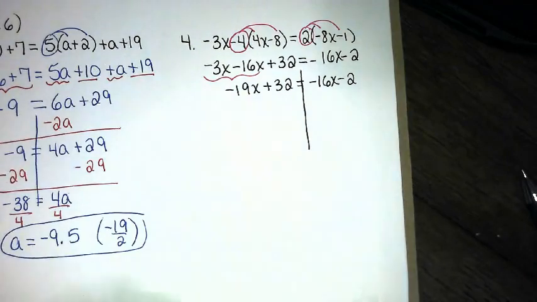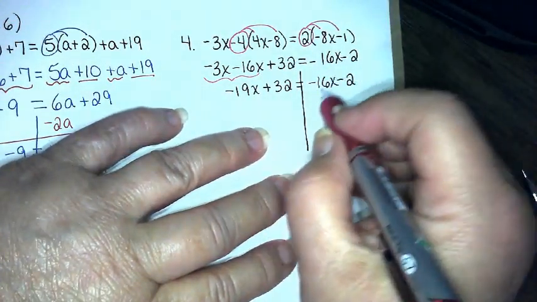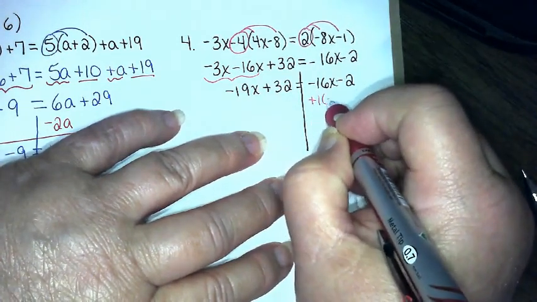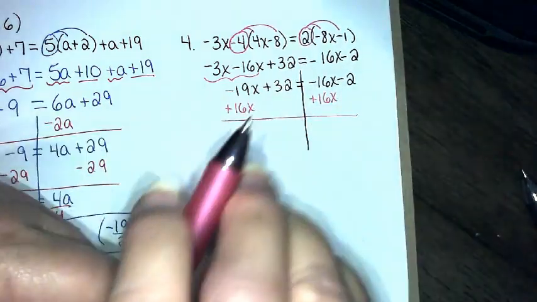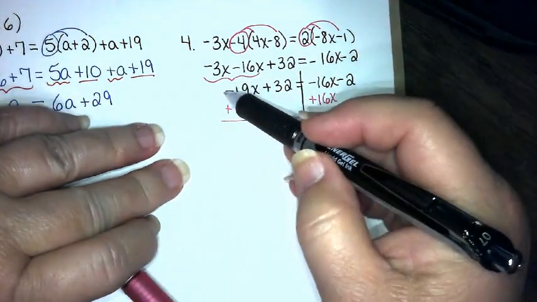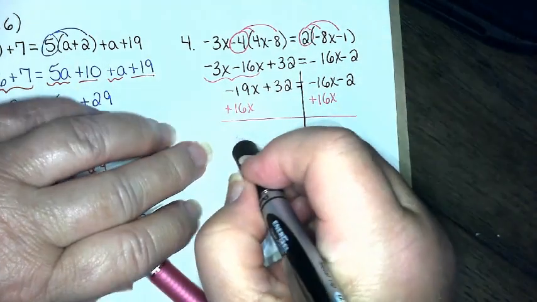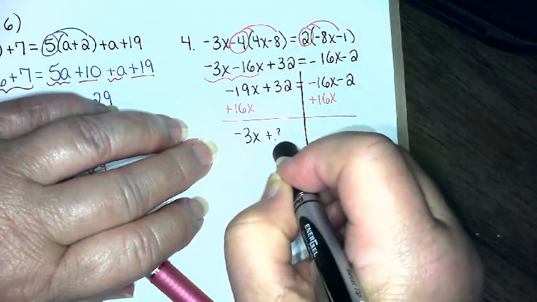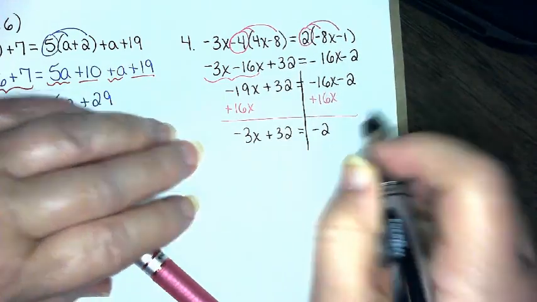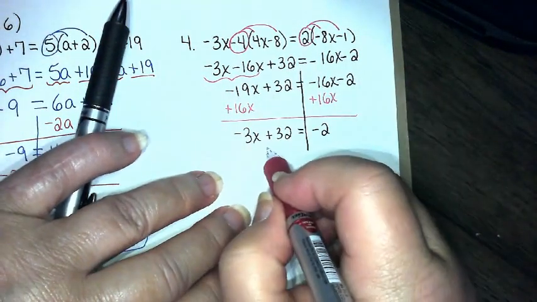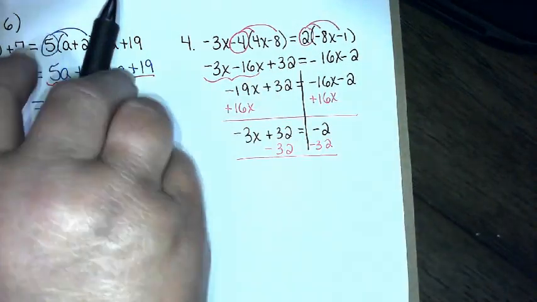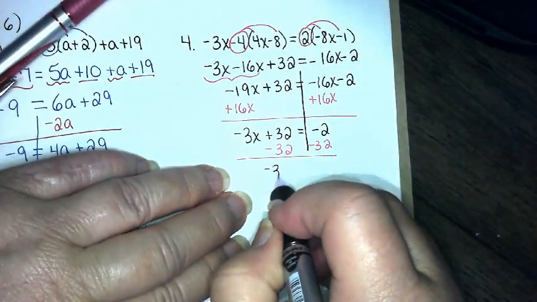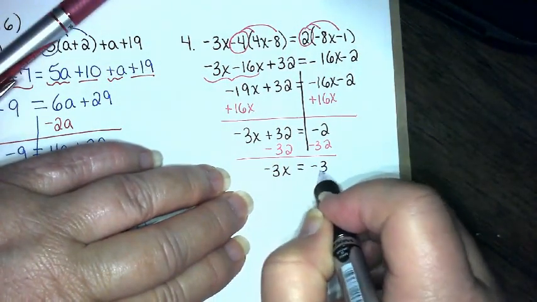So I'm going to get my variables on the same side and my numbers on the opposite side. Let's say I wanted to get rid of the negative 16x. So I'm going to do plus 16x on both sides. That's going to give me, let's see, negative 19 plus 16, negative 3x plus 32 equals negative 2. Now I'm going to subtract 32 from both sides, and that gives me negative 3x equals negative 34.